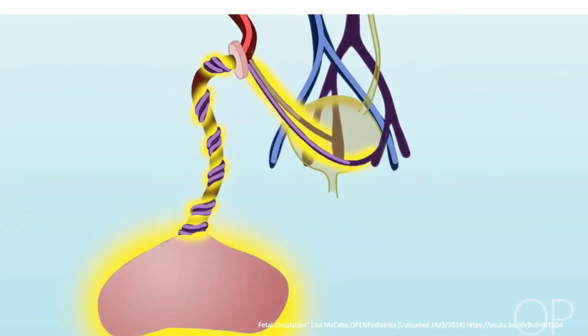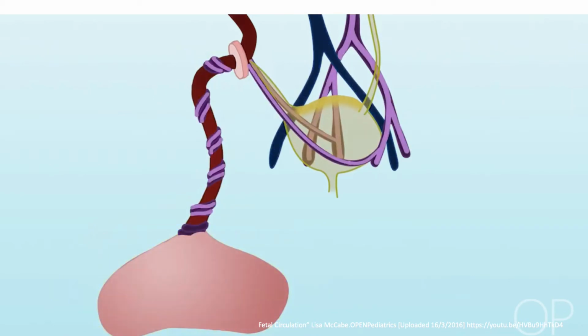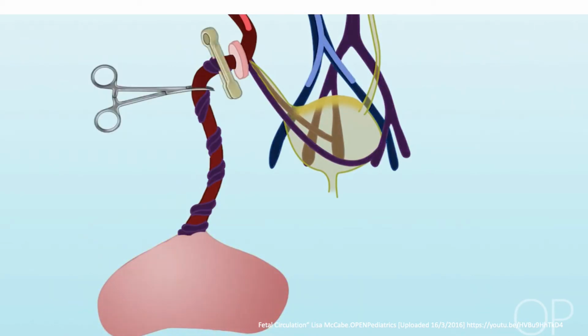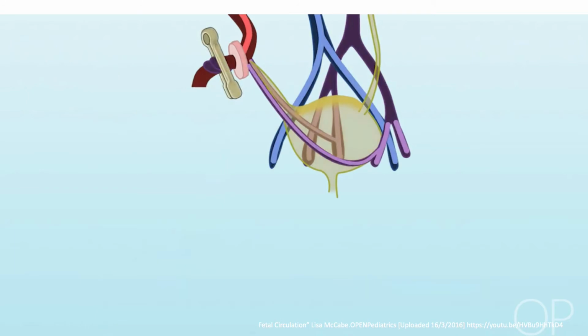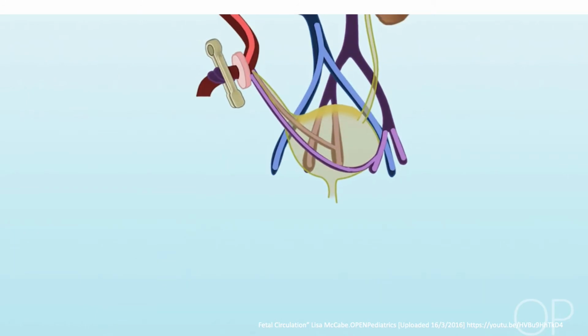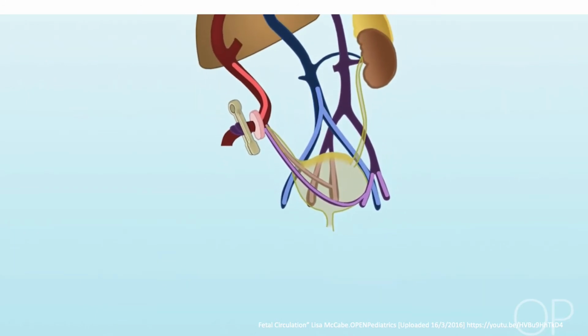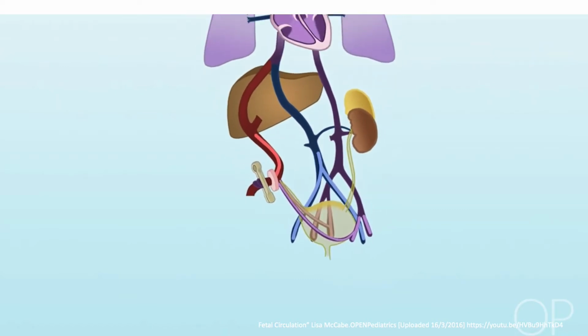The umbilical arteries allow blood to flow from the body back to the placenta to be enriched with oxygen and nutrients. Once the baby is born and takes a breath, the umbilical cord is clamped and the placenta is removed from the systemic circulation. Immediately, the transition from fetal to postnatal circulation begins.